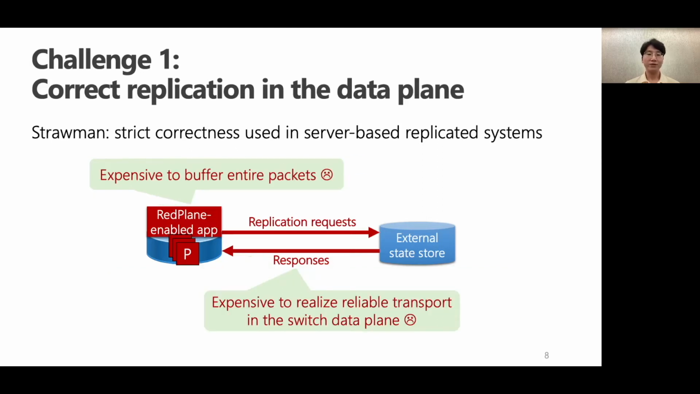However, in today's switch data plane, it is very expensive or infeasible to implement such functionality. So our question is, what's the right definition of correctness for in-switch applications? And is it possible to realize a correct replication without high switch resource overhead in the data plane?